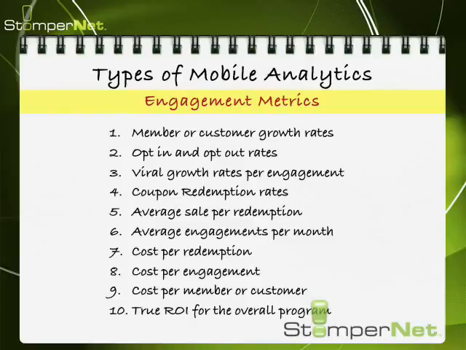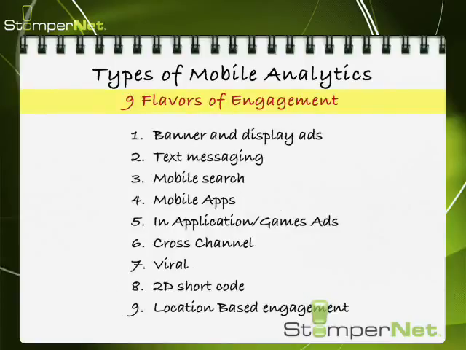This is what I call the 9 flavors of engagement, and these are some of the things where you can actually track whether somebody's doing something or not when you do a campaign. You can track whether they're responding to banner or display ads. You can track your text messaging. You can track from mobile search. And you'll see later the analytics often will tell you what keywords were typed in order to get them to one of your web pages.